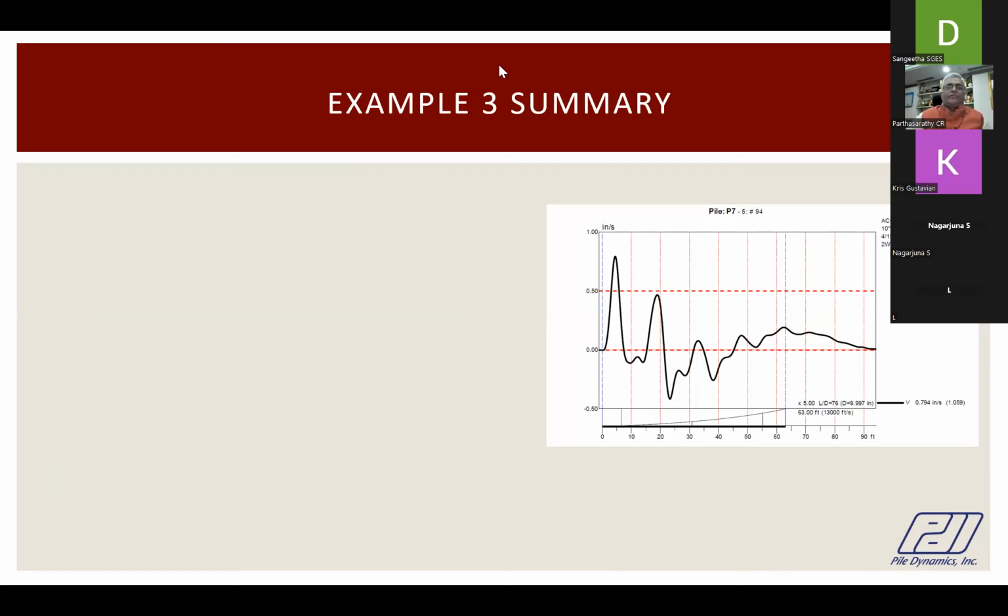So what do you make out of this data set? Please type out on the chat box for me. What do you make out of these data? Please type out for me. What do you make of this PIT result? Hello, everybody. Can you please type out what do you make out of this data set?